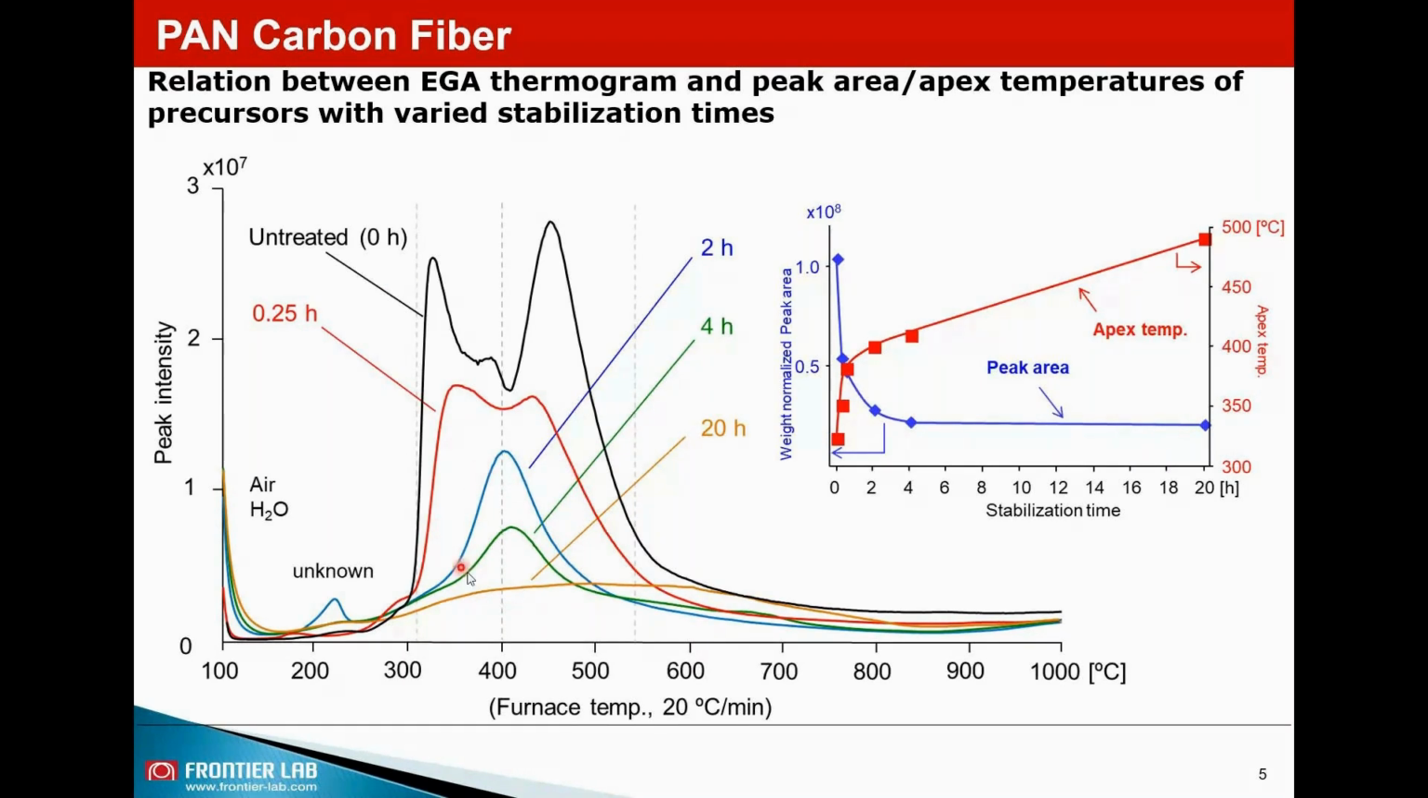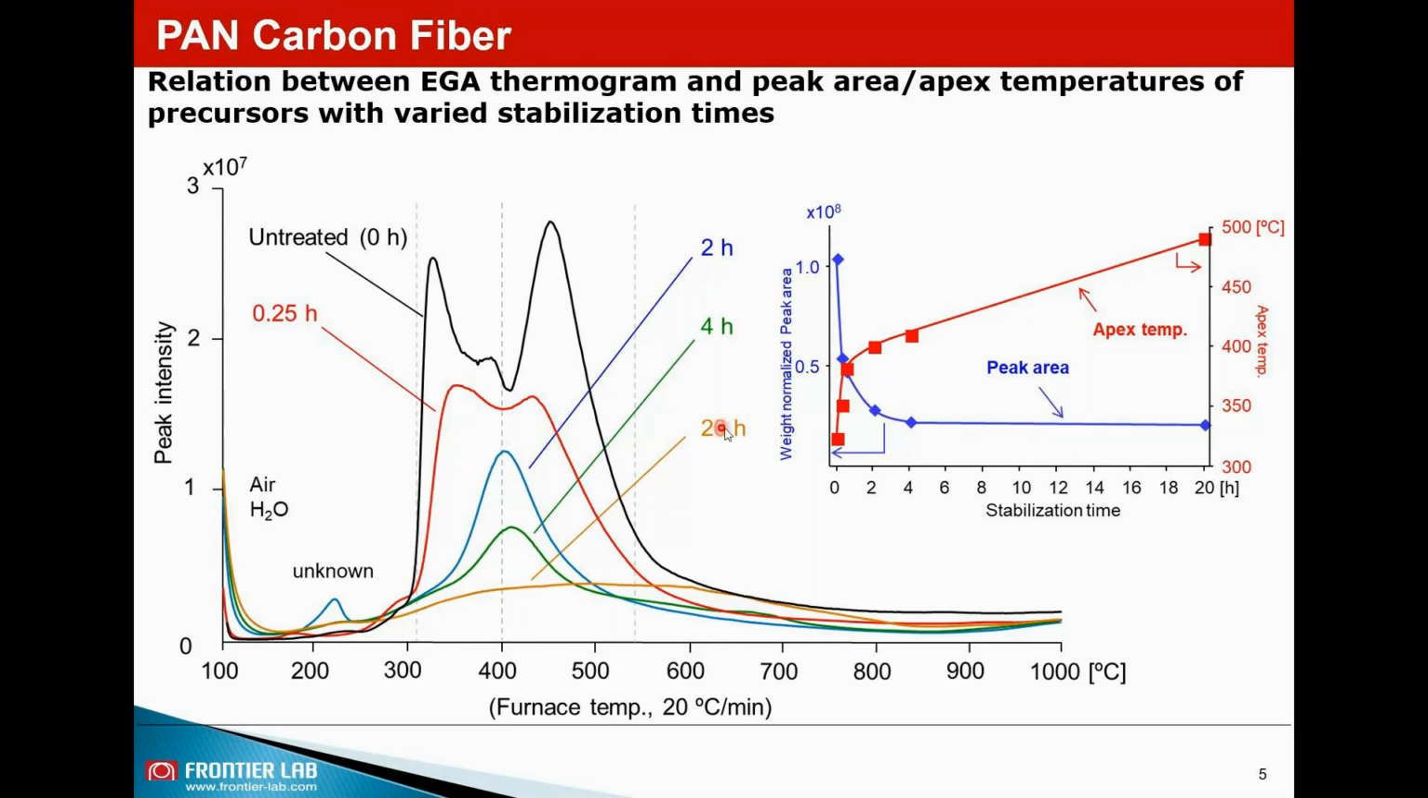You will see this even in TGA, but it doesn't give much information other than the peak shape and temperature changes. This data has also been drawn in a different kind of graph, where we can see the normalized peak area reduction, and also the apex temperature. At the beginning the apex temperature is around 300 plus, and it goes up when the stabilization duration is longer.